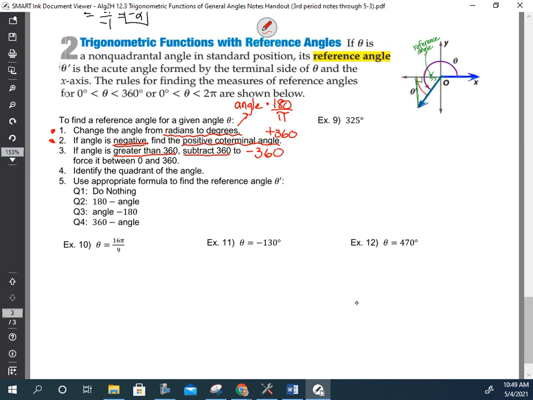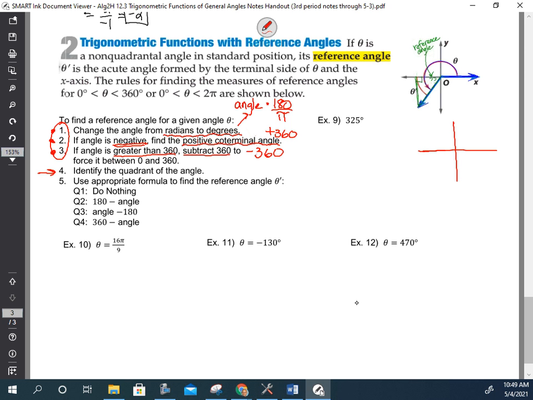Again, example 9, we don't have to do that. So steps 1, 2, and 3 are all if that situation occurs. If it doesn't occur, skip it. Step 4, you're going to do no matter what. Identify the quadrant of the angle. So in terms of quadrants, you probably learned this in either 8th grade or Algebra 1.